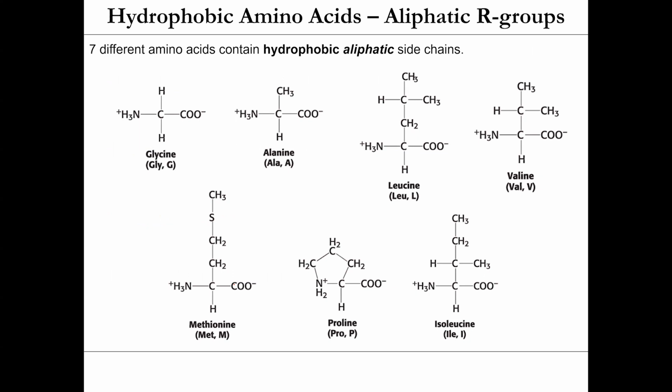So now we'll talk about the amino acids individually using those different categories. So we'll start out with the hydrophobic amino acids that have aliphatic R groups. So remember, aliphatic refers to those hydrocarbon chains. So there are 7 different amino acids containing hydrophobic aliphatic side chains. So the first one we'll talk about is glycine. Glycine's R group is actually just another hydrogen atom, so it's the simplest amino acid.